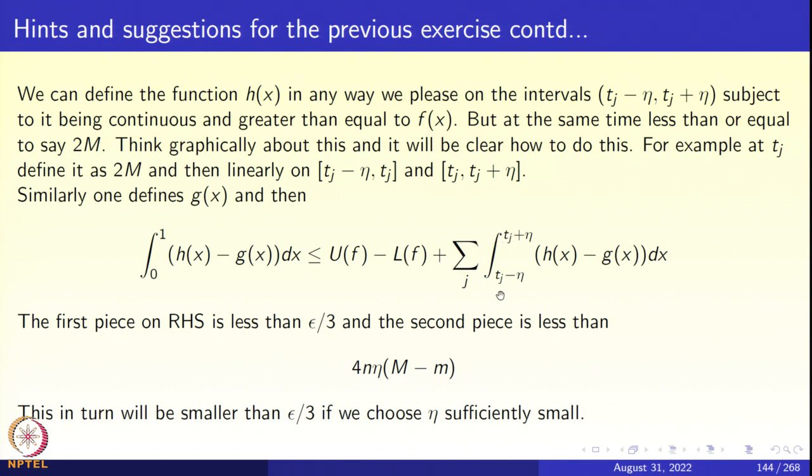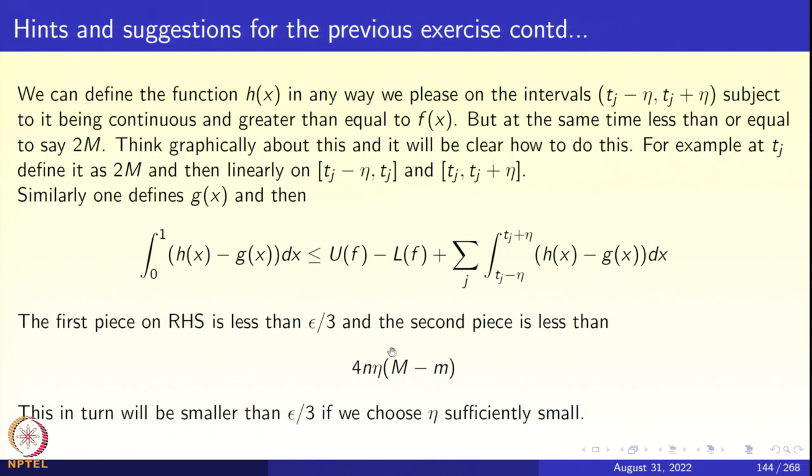We have to now look at the contributions from these open intervals tj minus eta to tj plus eta, h of x minus g of x, and I'm summing over j. But remember that h of x is going to be at most capital M, and g of x is going to be at least little m. So this difference is going to be at most 2 times capital M minus little m. And then you're going to take into account the length of these intervals. It will be 2 eta. So all in all, this contribution from this sum is less than 4n eta times capital M minus little m.